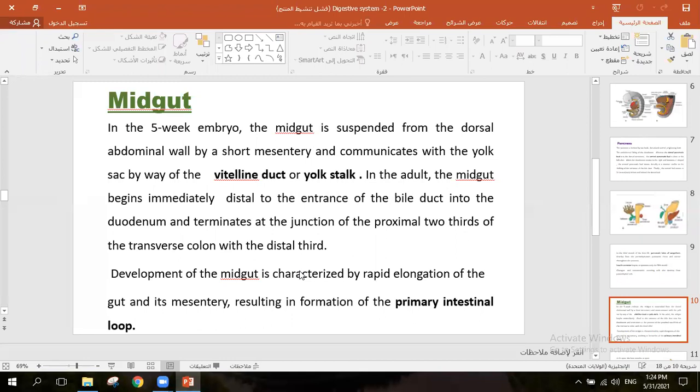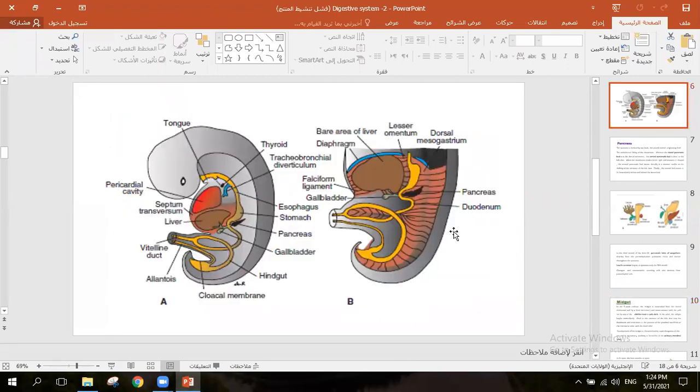Greater curvature of the stomach is faster in growing than lesser curvature. تذكرون؟ True. Yes, very good. هنا هذا هو the greater curvature is faster in development than the lesser curvature.